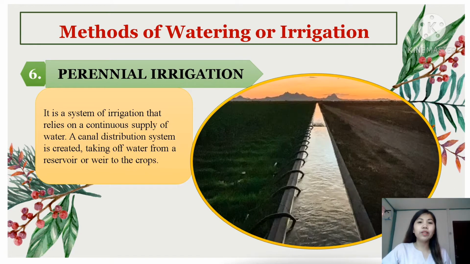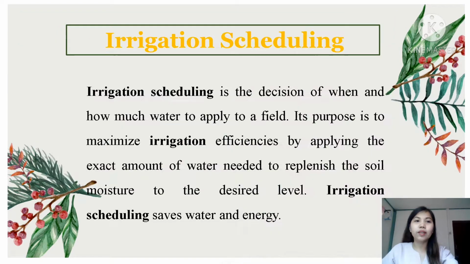Sixth is perennial irrigation. It is a system of irrigation that relies on a continuous supply of water. A canal distribution system is created, taking off water from a reservoir or weir to the crops.